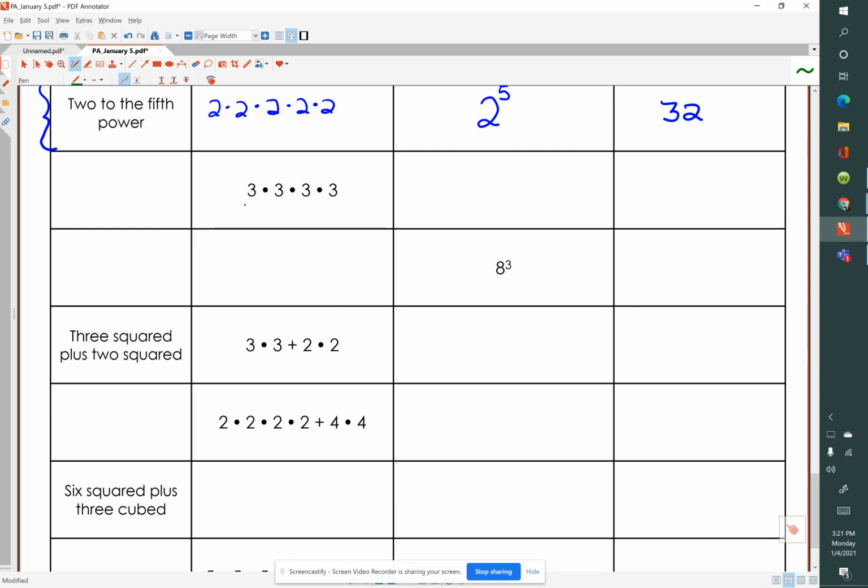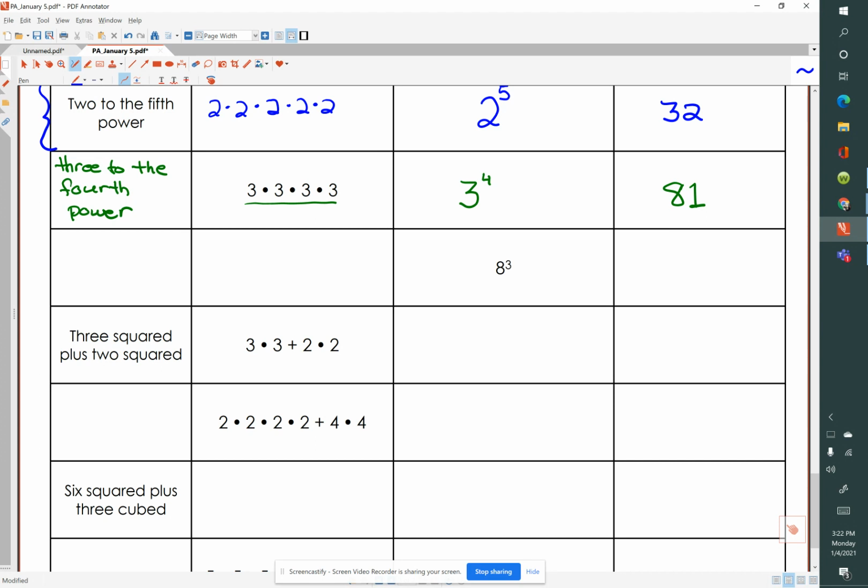The next one, I see this 3 times 3 times 3 times 3, which is 3 to the 4th power, and I'll write that out. And 3 to the 4th power is 3 times 3 is 9. 9 times 3 is 27. 27 times 3 is 81.